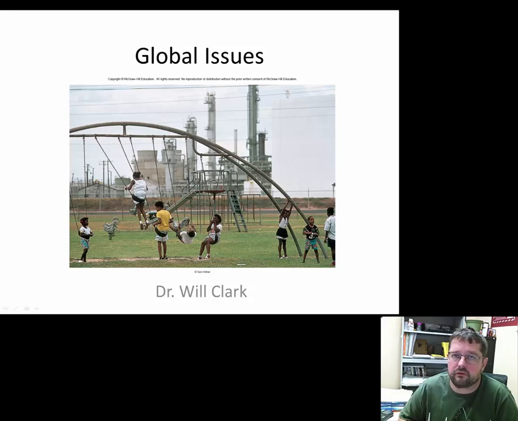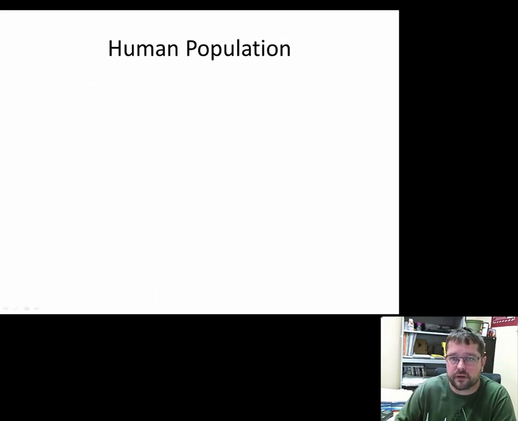Today we're going to talk about global issues. Some of the things that are going on in the world that an environmental scientist or a natural resource manager might be interested in or concerned with. Let's start off by looking at something so simple yet so telling, and that is the human population.